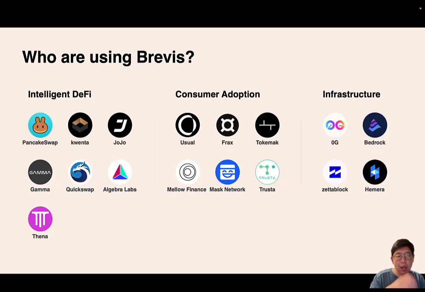So there are a lot of different top projects utilizing Brevis today. Broadly speaking, there are three main categories of use cases that we see people using Brevis for. The first is intelligent DeFi. The idea of intelligent DeFi is that you can dynamically tune and adjust the DeFi protocol's parameters based on historical data available. For example, you can see what a user's trading volume is or what the market volatility is and dynamically adjust the pool fees or user trading fee directly.